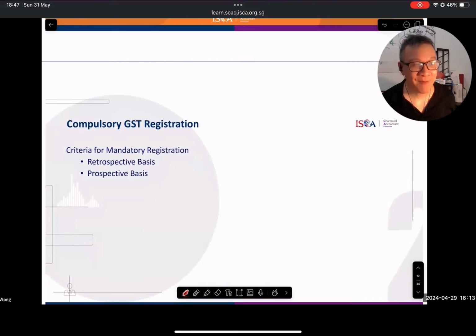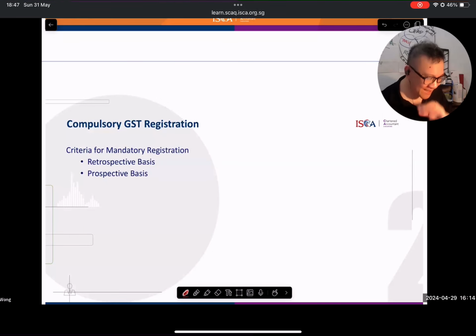Okay, what is compulsory? Now, sometimes I may use compulsory, sometimes I may use mandatory. They mean the same thing, so it doesn't matter which word I use. Basically, it says that a person is required to register for GST. So that is all it means.